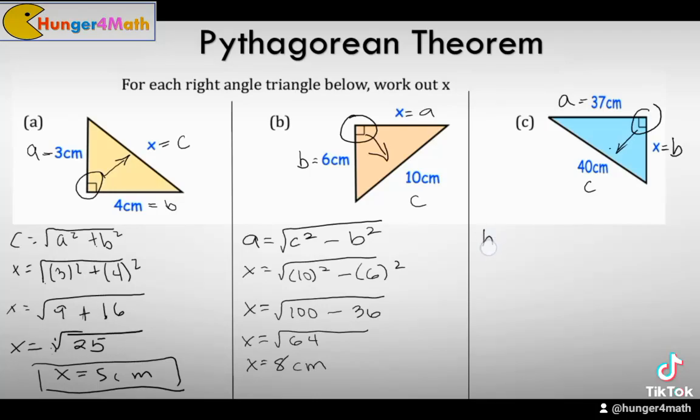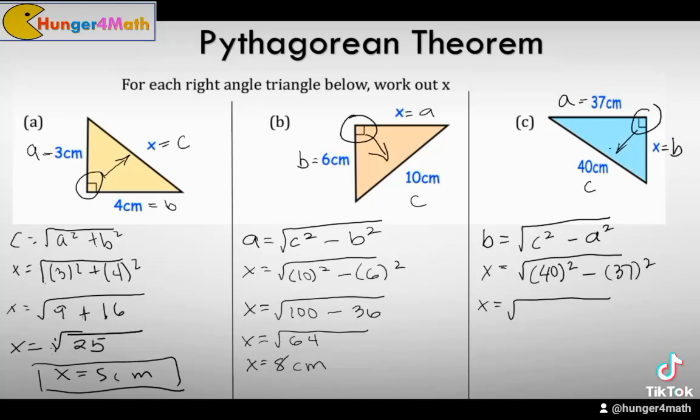So our formula will be B is equal to the square root of C squared minus A squared. So B, which is x, is equal to the square root of C, which is 40 squared, minus A, which is 37 squared. Now let's copy x equals square root of 40 squared, which is 40 times 40, and that is 1600, minus 37 squared, which is 1369.